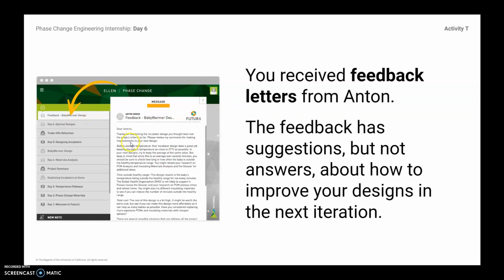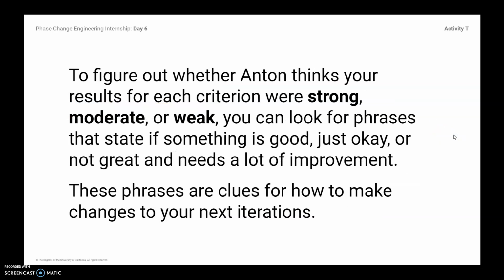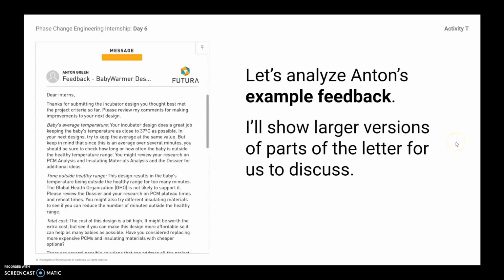So he's going to give you some feedback and tell you, based on what you sent in, whether it was good and what you can improve on. To figure out whether Anton thinks your result for each criteria was strong, weak, or moderate, you can look for phrases that say if something is good, just okay, or not great and needs a lot of improvement. These phrases are clues for how to make changes in your next iterations. So let's analyze Anton's example of feedback.